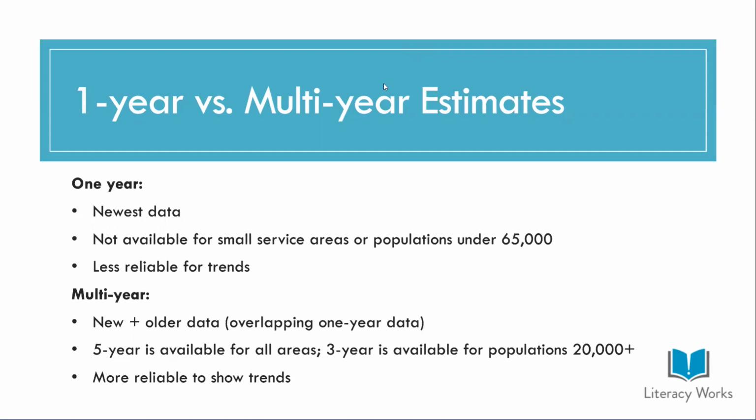But thinking about the multi-year estimate, when we have a 3 or 5 year estimate, this is where we want to be, because this gives us new and older data, gives us more accurate information, and gives us a longer time so that we can see some trends. So we might not be able to tell what's going on with language use.